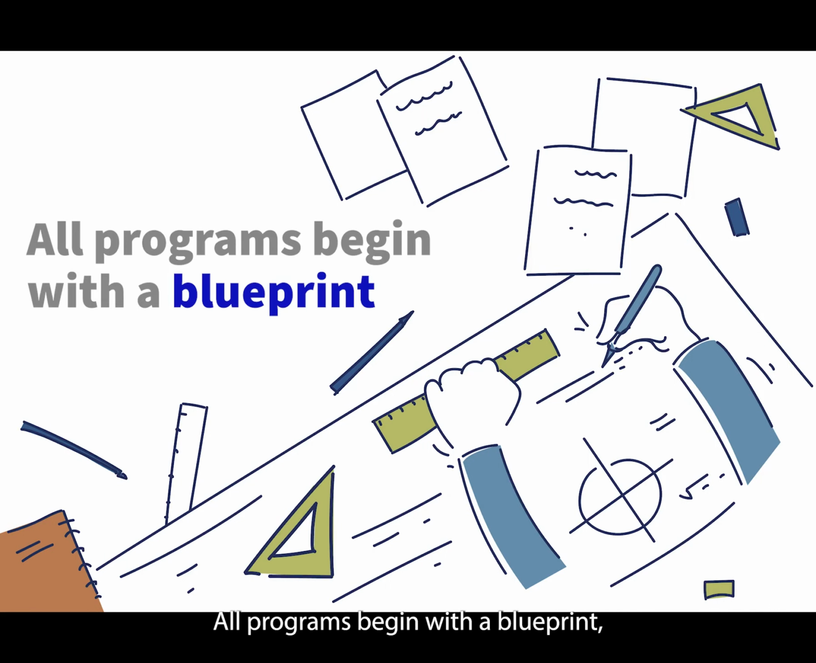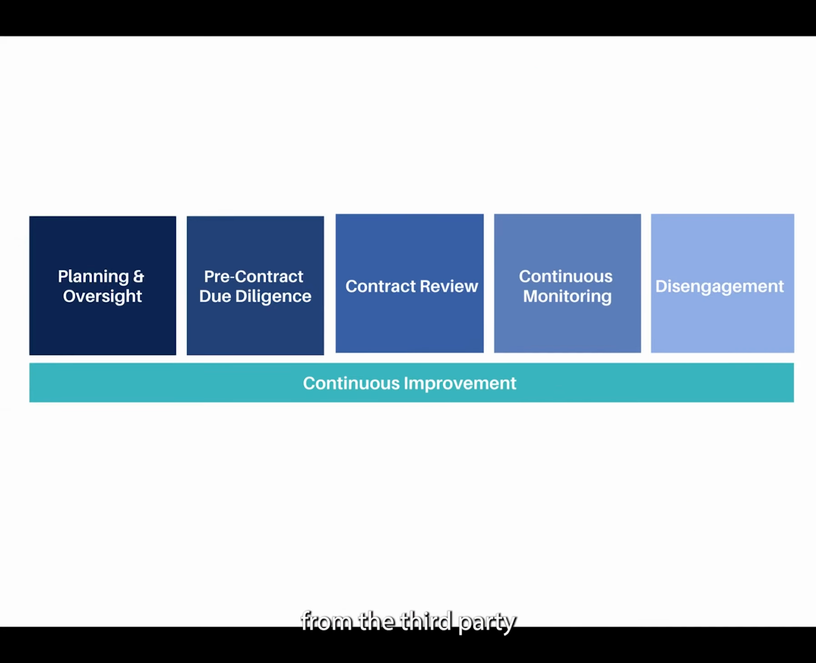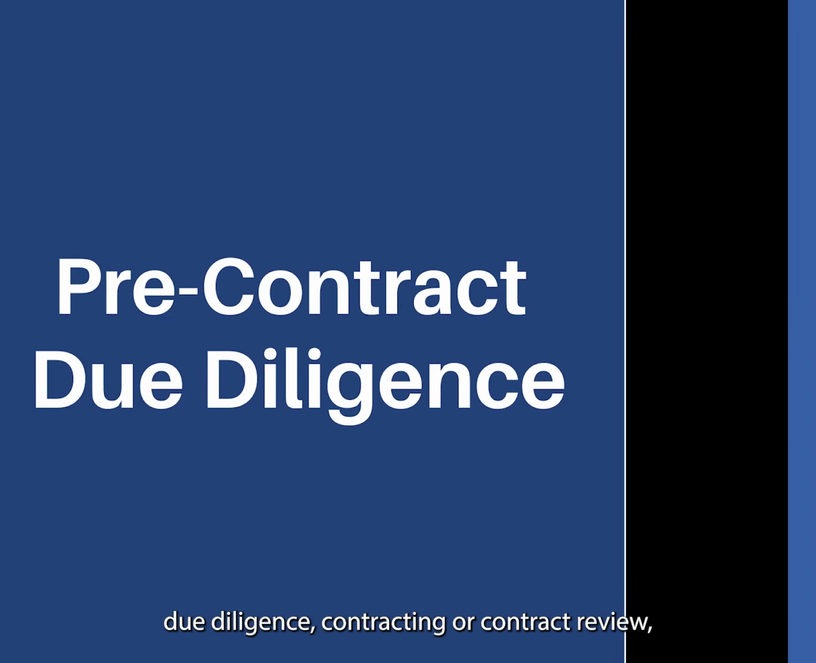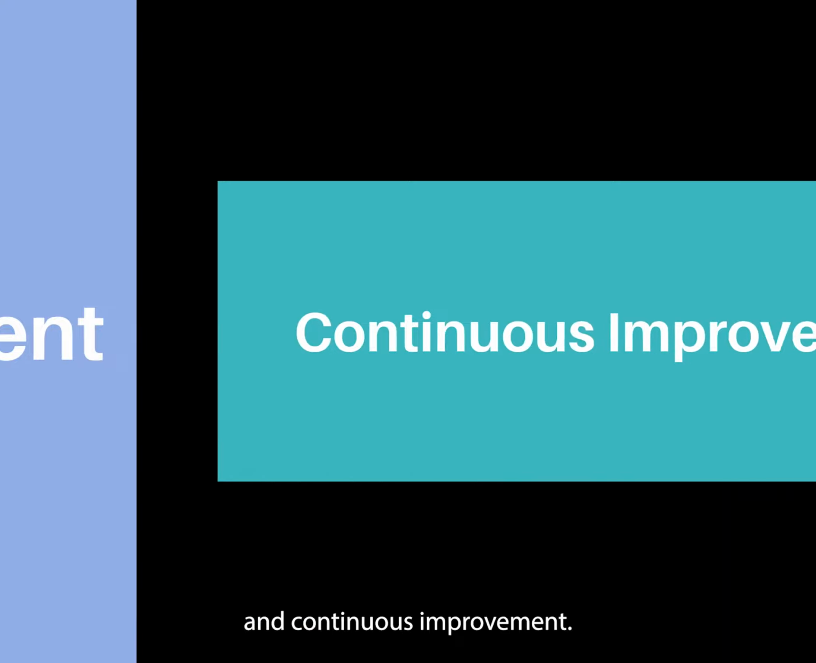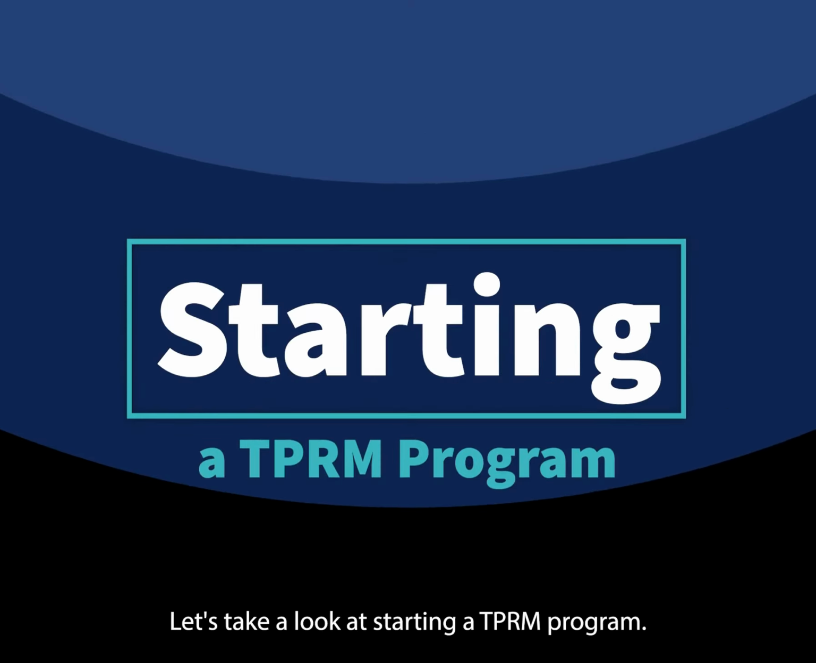All programs begin with a blueprint, a plan for how your program will run. The blueprint should include aspects from the third-party risk management lifecycle, including planning and oversight, pre-contract due diligence, contracting or contract review, continuous monitoring, disengagement, and continuous improvement. Let's take a look at starting a TPRM program.